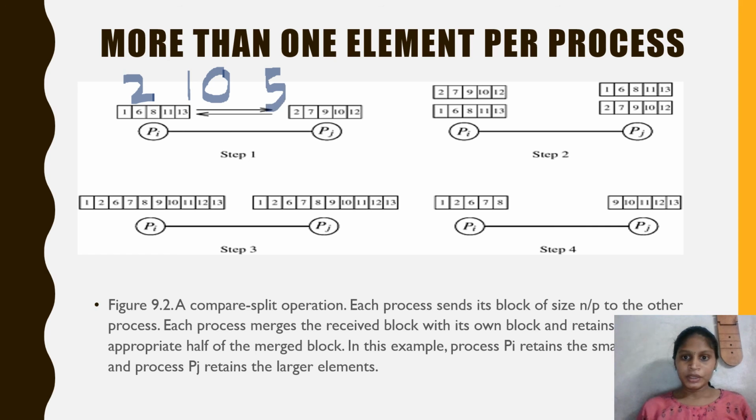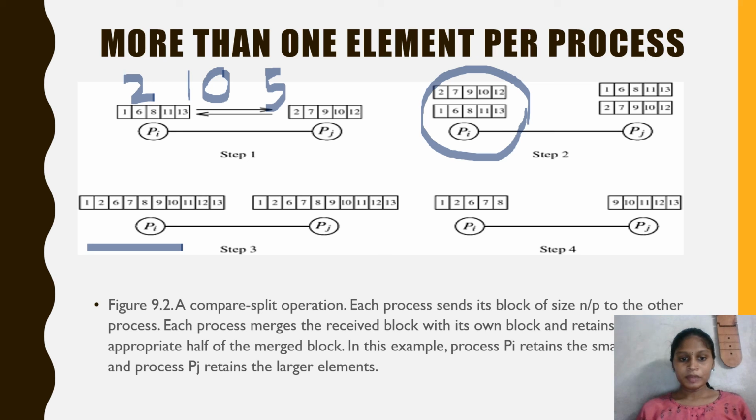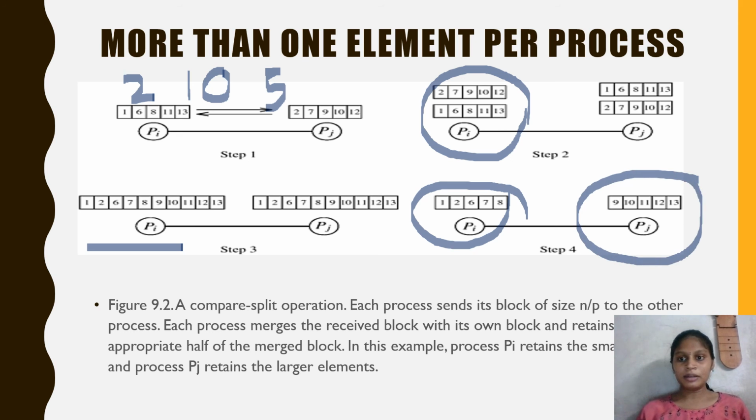The answer is 5. In step 2, the two processes exchange the blocks. In step 3, each process merges the received block with its own block. In step 4, it retains the appropriate half of the merged block. In this example, Pi retains the smaller elements and Pj retains the larger elements. After completion of step 4, we get the sorted order.